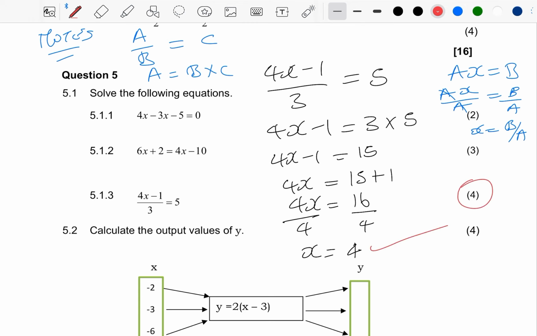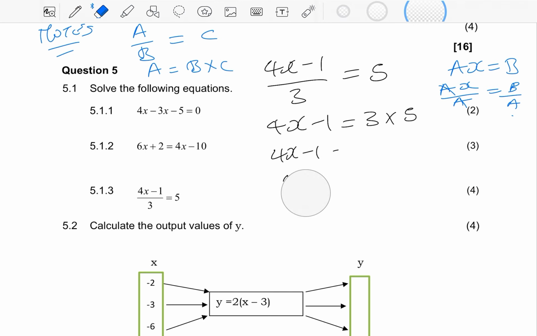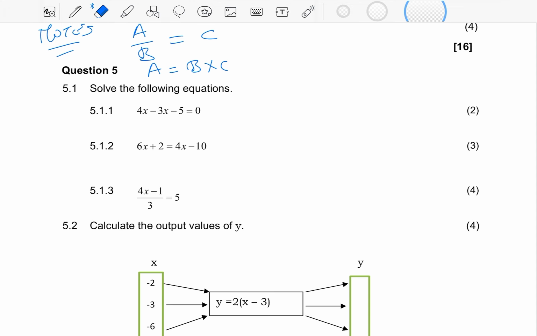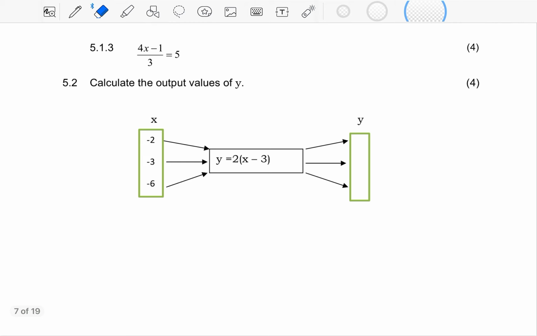Okay, and this is 4 marks: 1, 2 for this, 3 for this, and 4 for that. This is good. Let me know if you've got questions. Happy to answer them. And if you feel like you can actually do the following questions, please do them. Type them down.